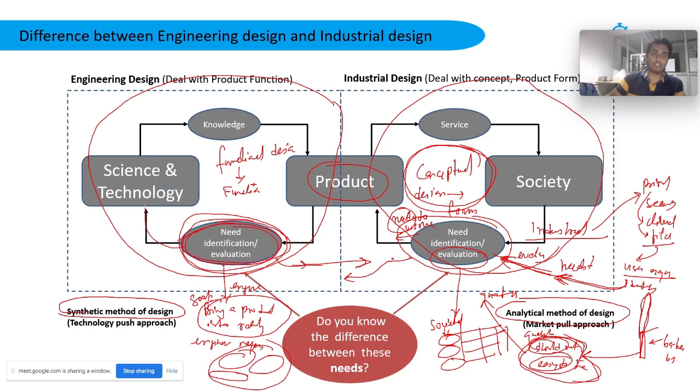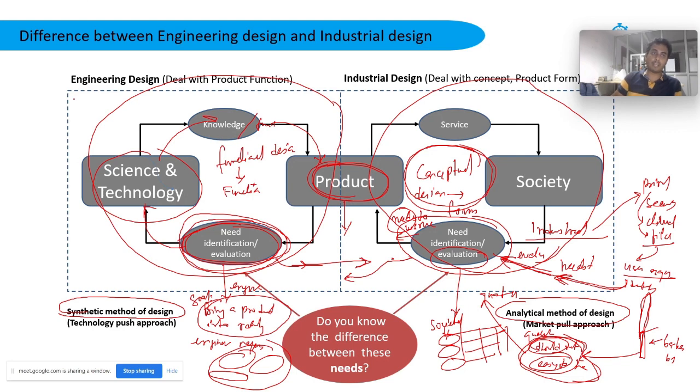And we search in the space of science and technology, come up with knowledge or functions, and then use them to come up with a product design. Now, this example I have given is an analytical method of design. I come up with the problem from this side.